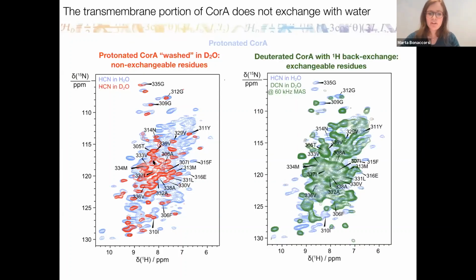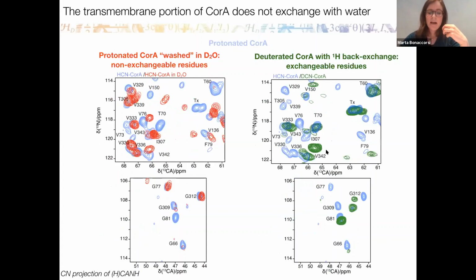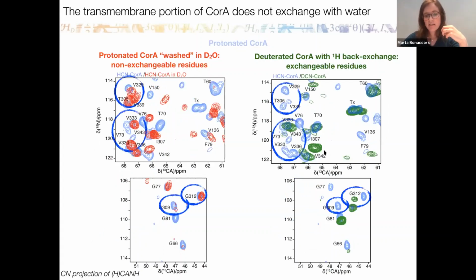We can confirm this information with a deuterated sample in which we introduce proton exchange. In this case, as we don't use any refolding protocol, we only observe the exchangeable residues. Now in 2D, we don't have enough resolution, but if you go for 3Ds and observe the CN projections, it is clear that the transmembrane residues are actually missing in the spectrum of the deuterated sample. This indicates that the transmembrane portion of core A does not exchange with water.